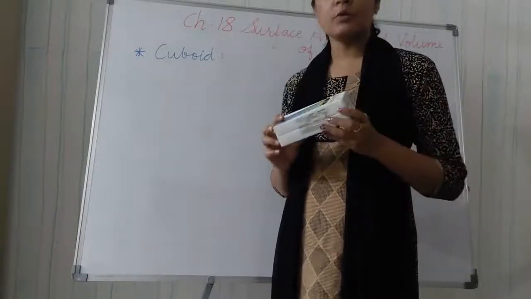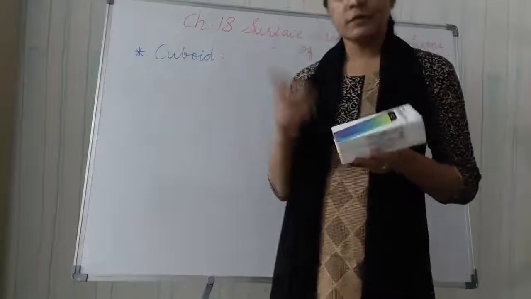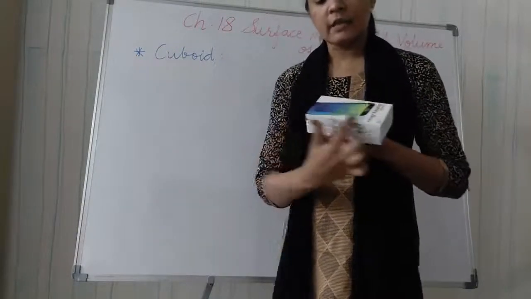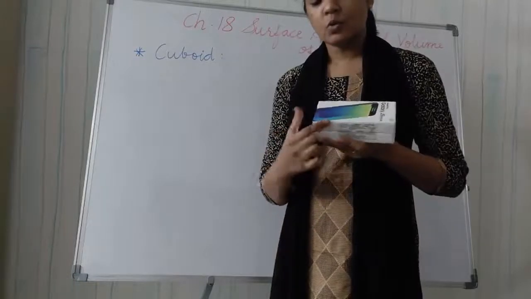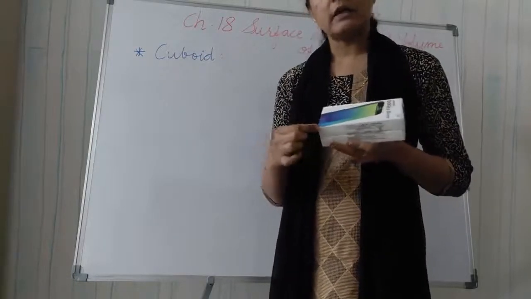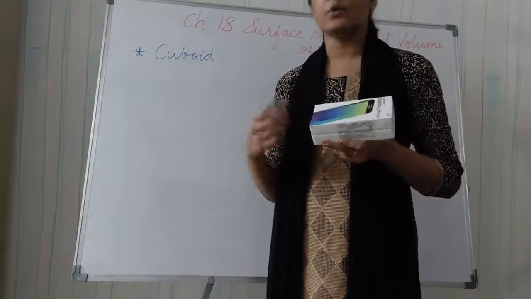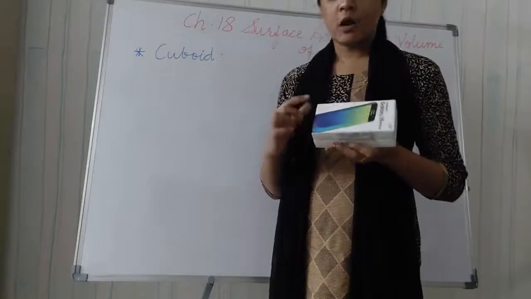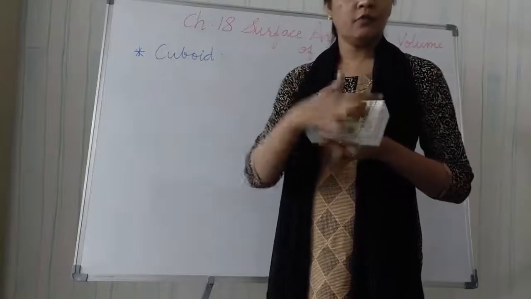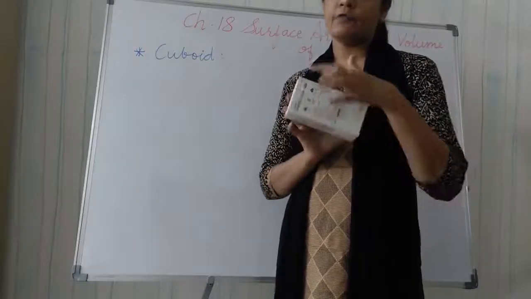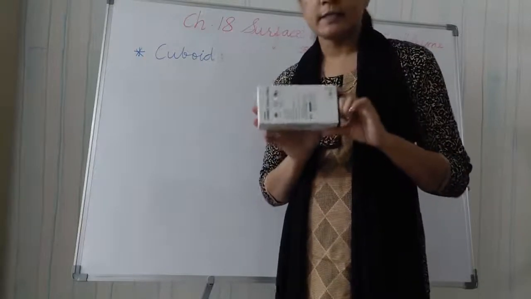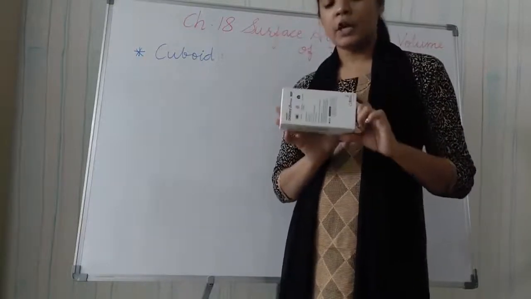Also we need to count the vertices. So what are vertices? These are called the edges, right? So when two edges meet, that is called a vertex, and the plural of it is vertices. So students, let us count 1, 2, 3, 4, and at the back 5, 6, 7 and 8. Total 8 vertices are there in a cuboid shape.